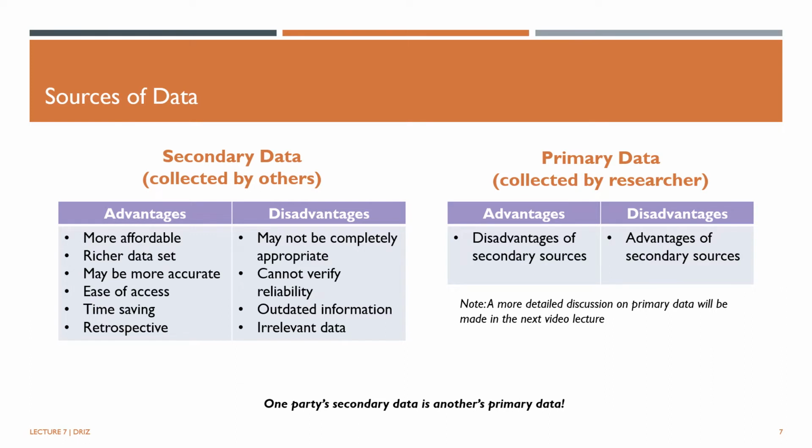Secondary databases may also offer richer data sets, as there are a wide variety of secondary data sources. Secondary sources of information can also yield more accurate data than that obtained through primary research. This is especially so when a government or international agency has undertaken a large-scale survey or even a census.